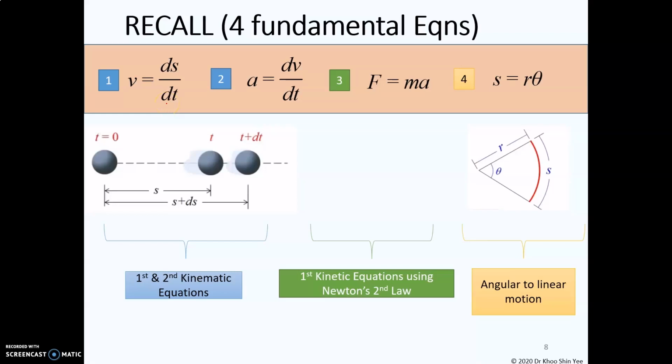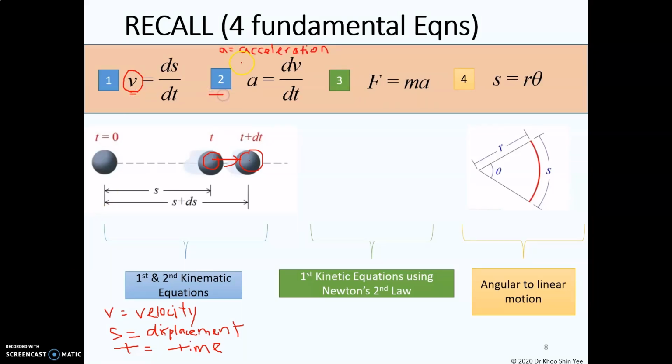In dynamics study, these are the four fundamental equations that we use for a particle. For the first equation, you have the velocity equal to dx over dt, where x is the displacement and t is the time. Velocity is the change of displacement over time. If a particle moves to another position over time, then it will experience velocity.